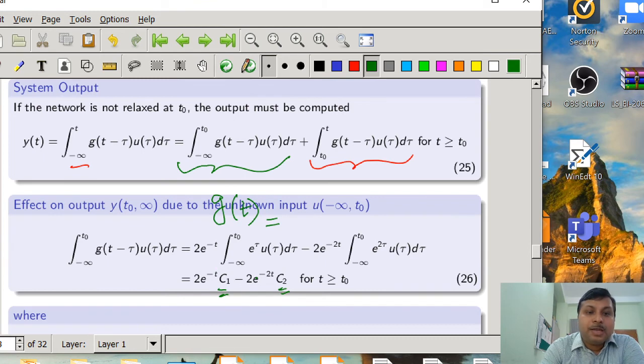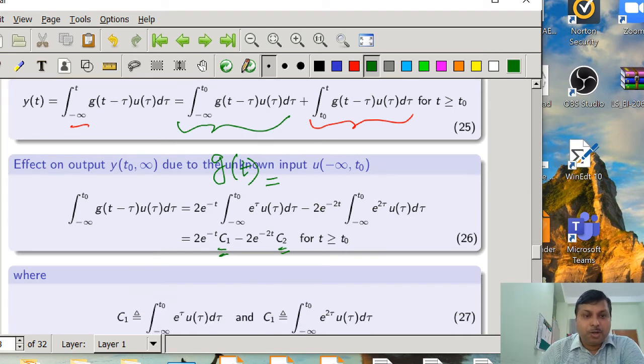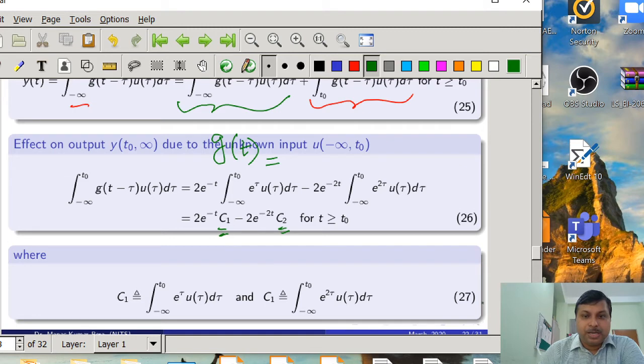So what are these c1 and c2? By the expression of c1 and c2, we cannot understand. The expression of c1 and c2 is given by the integral from minus infinity to 0 of e to the power tau u(tau) d tau. So we cannot understand what physical variables c1 and c2 depend on. By looking at expression number 27, we cannot say that. To understand it, a little further calculation is needed.